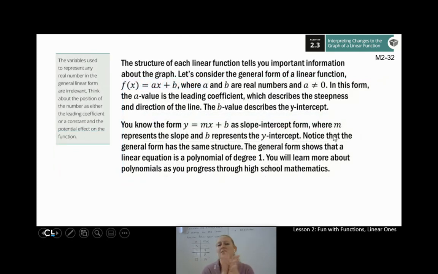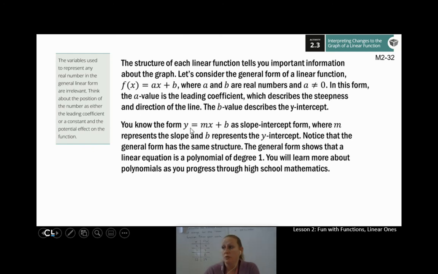So the structure of each linear function tells you important information about the graph, right? Like for example, our linear guys, f of x equals ax plus b, where a and b are real numbers, a is not 0. In this form, we would say that a value is our leading coefficient, right? It describes how steep our line is, the direction it's going, up, down, increasing, decreasing. And of course, we know that the b value is the y-intercept.